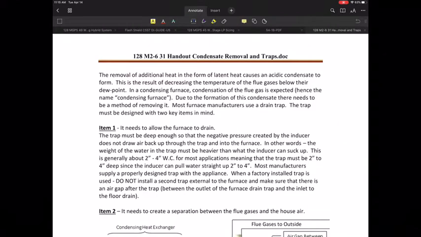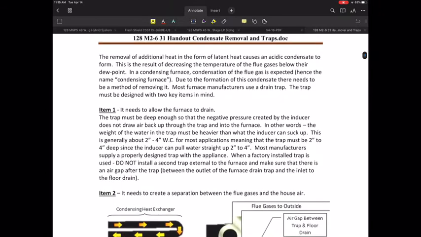I'd like to talk a little bit about the condensate removal and trap requirements for most Category 4 type furnace applications. Specifically, the removal of that latent heat during the combustion process in that heat exchanger causes a very acidic condensate to be formed. And that acid can be anywhere from a 5, could be lower than that, down to even as low as 2.